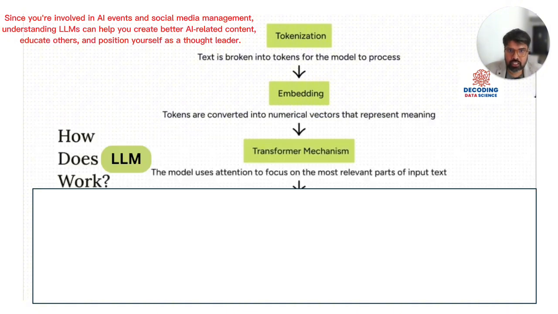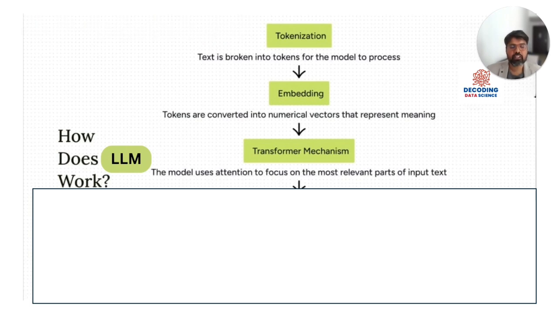Then we have the third stage, that is the transformer mechanism. The model uses attention to focus on the most relevant parts of the input text. So this is something from the "Attention Is All You Need" paper. The T of GPT, generative pre-trained transformer. The transformer is the core of any LLM that we are using right now.